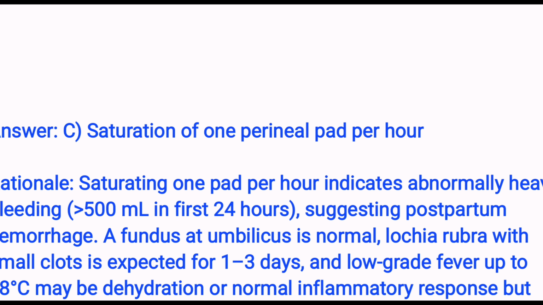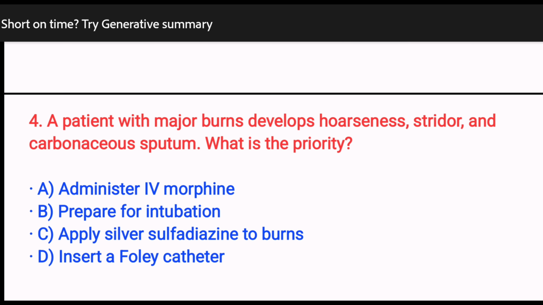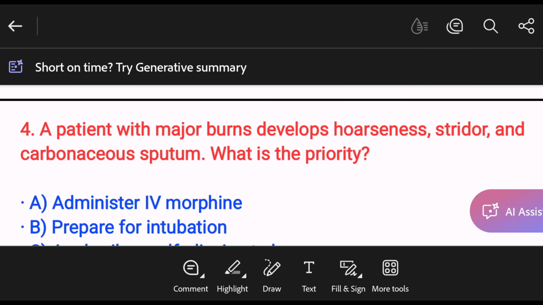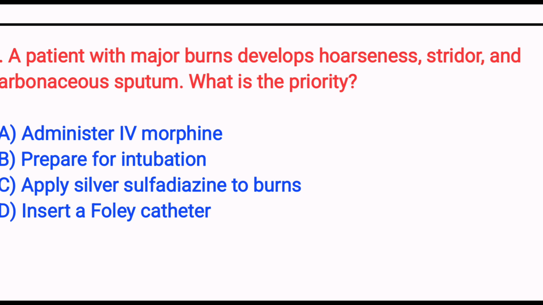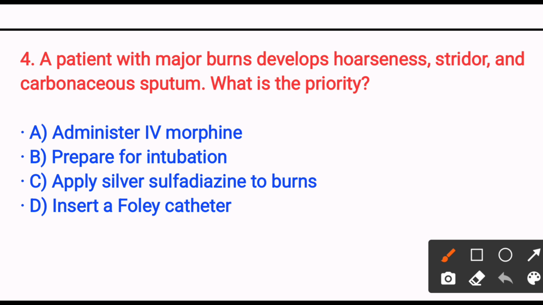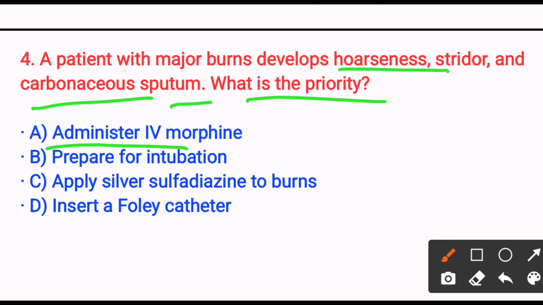Next, a patient with major burns develops hoarseness, stridor, and carbonaceous sputum. What is the priority? Option A, administer IV morphine. Option B, prepare for intubation. Option C, apply silver sulfadiazine bands. Option D, insert a Foley catheter.